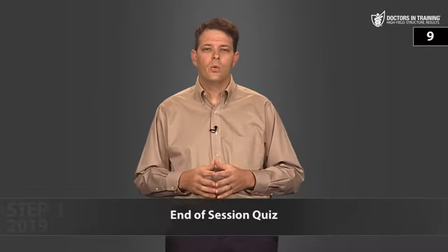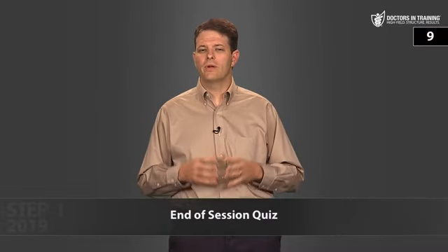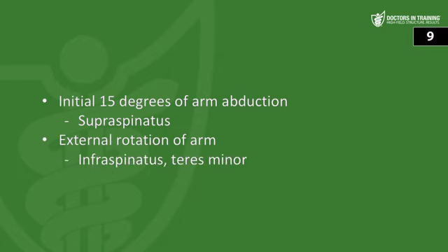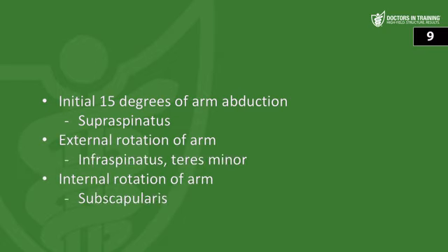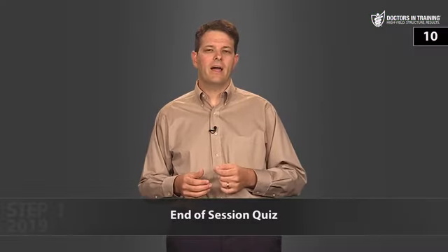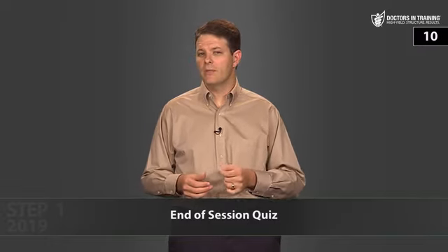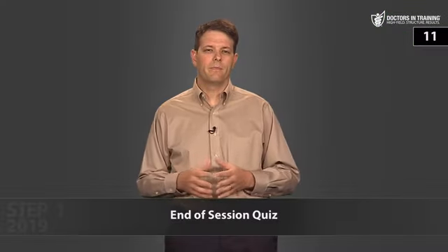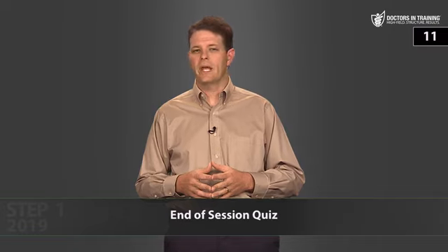First question, which muscles of the rotator cuff are responsible for each of the following actions? So the initial 15 degrees of arm abduction is the supraspinatus. External rotation of the arm is the infraspinatus and the teres minor. And internal rotation of the arm is the subscapularis. Next, which antibiotic class is known to increase the risk of tendon rupture in adults? Fluoroquinolones. And the last question, which ligaments are typically injured during an ankle sprain?